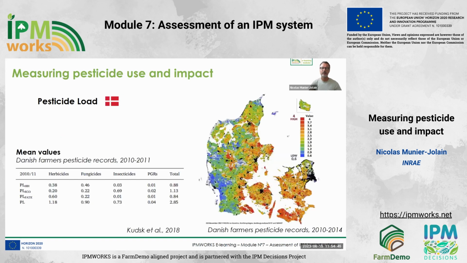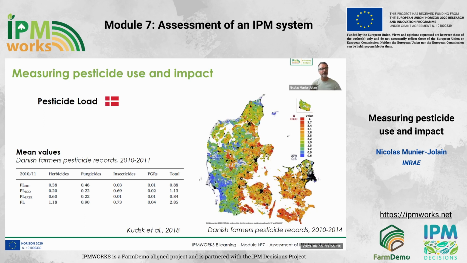You have some results of computation of this Danish pesticide load based on a survey of Danish farmers' pesticide use some years ago. You have on the right a map showing the range of variation of this indicator from low values to high values. Low values in blue are 0.6, whereas higher values were around 4.